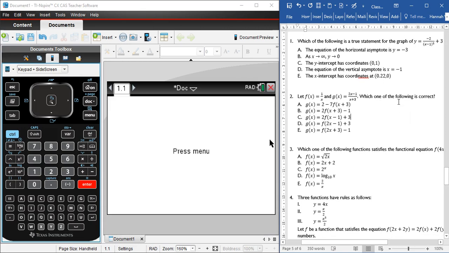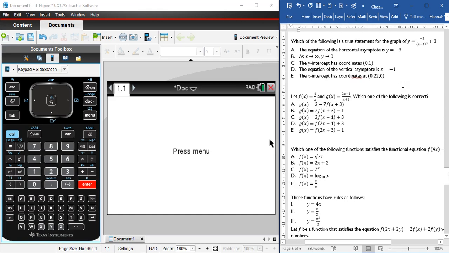So hopefully you have this worksheet in front of you. Which of the following is a true statement for the graph of y equals -2x over (x minus 1) squared plus 3? This is the type of question that the CAS is designed for, and you really want to use a CAS for it. You probably get one or two at least in the exam.